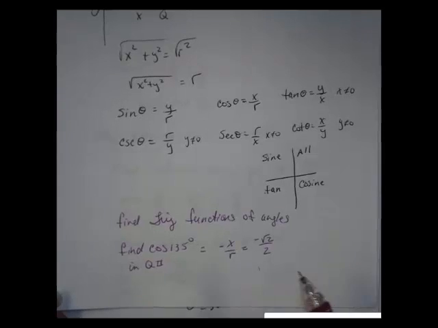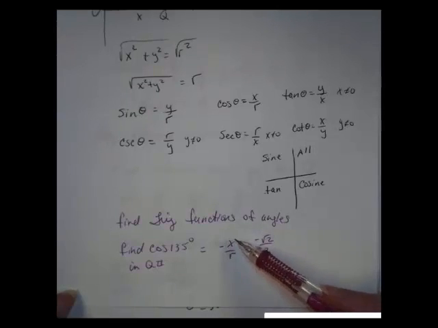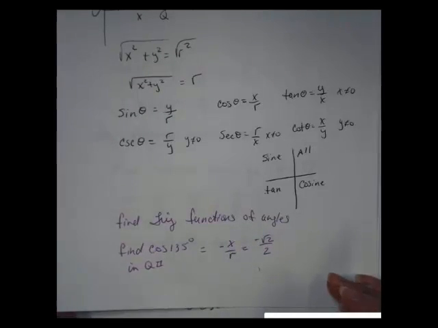So then we talked about finding the trig functions of angles. So we found the cosine of 135 degrees. This was in quadrant 2, which made x negative over the radius, and of course our radius is 1, what we're doing right now. So the value of x at the cosine of 135 was negative the square root of 2 over 2.